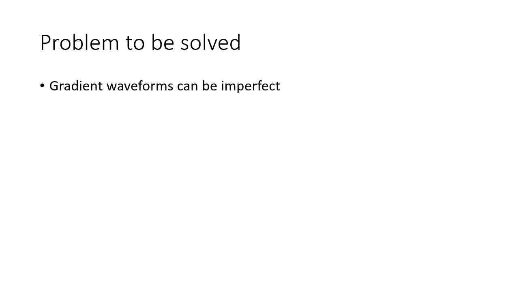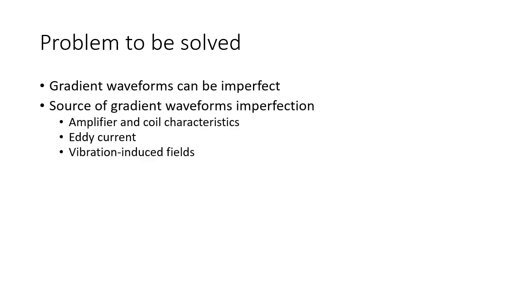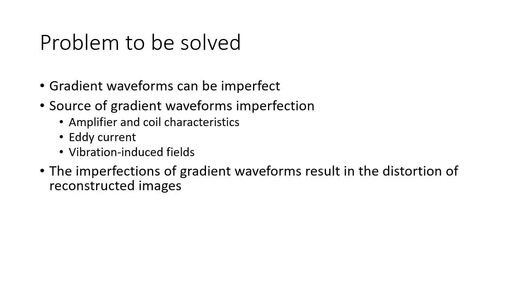As we all learned from this class, the gradient coils can be imperfect. This can be caused by several factors, such as amplifier and coil characteristics, eddy currents, and vibration-induced fields. If we just assume the gradient waveforms are perfect, and we generate the k-space trajectory based on these perfect gradient waveforms, we cannot get reconstructed images with the desired quality.